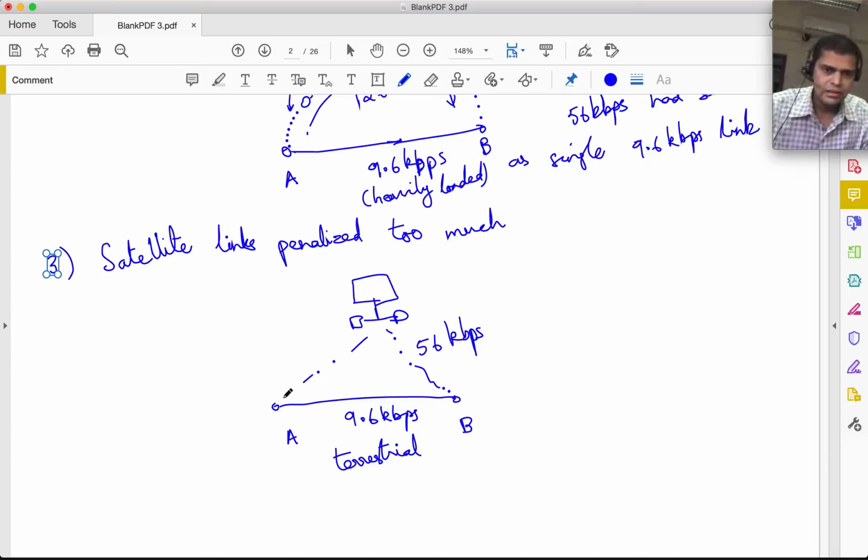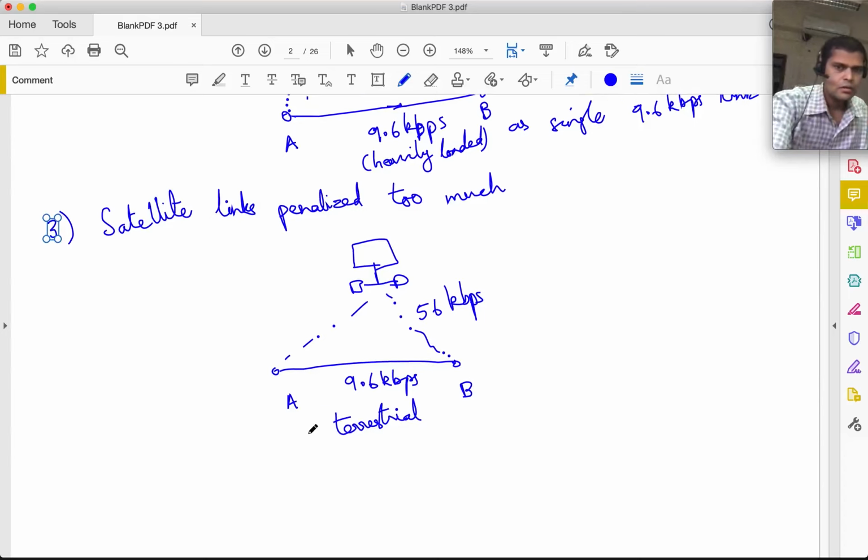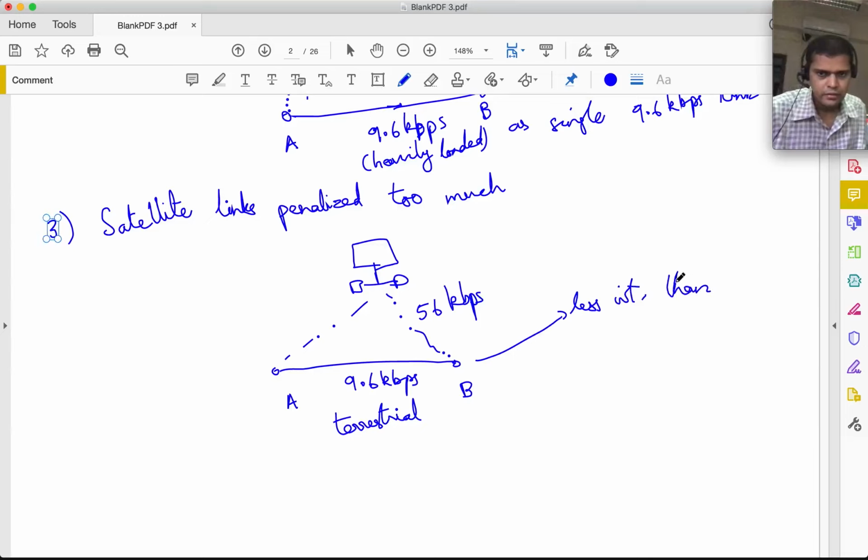The reason is that the speed of light delay is quite high over here. Going all the way to the satellite would be, here we have hundreds of kilometers. The satellite is up in the sky. This may be a few tens of kilometers. So because of that, even though this has a higher data rate, the cost of this particular link is going to be much higher than the cost over here. So this actually has less weight than this link.